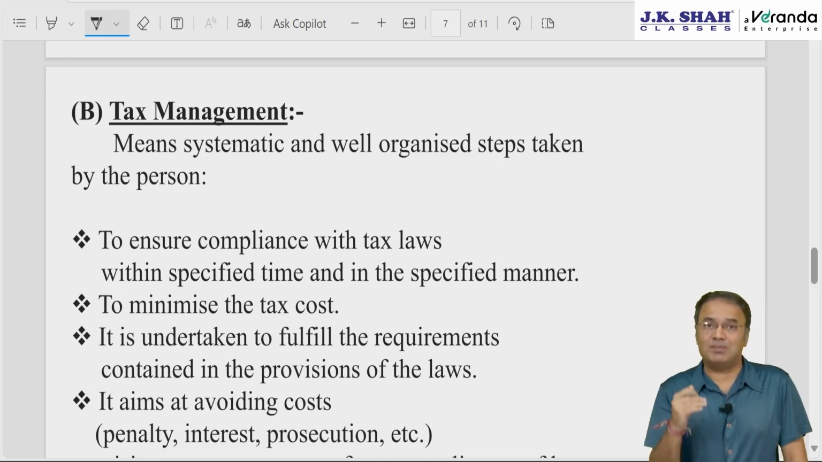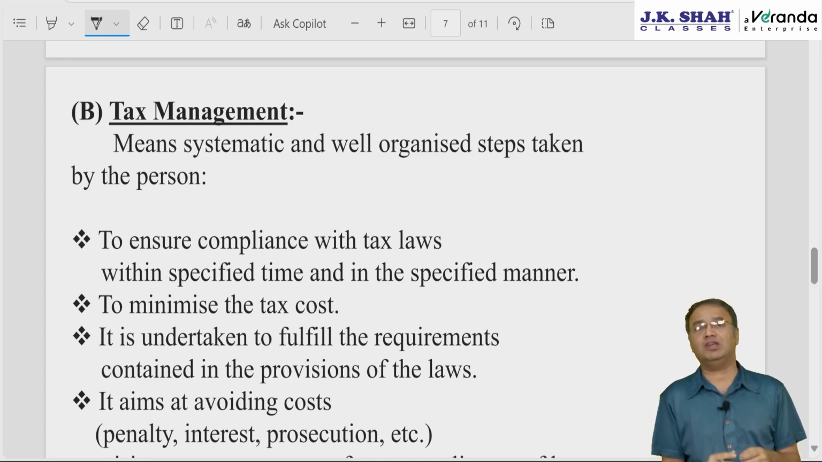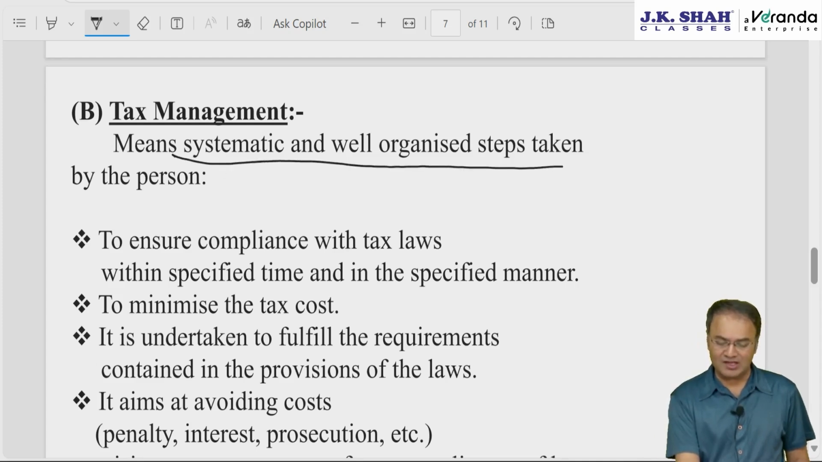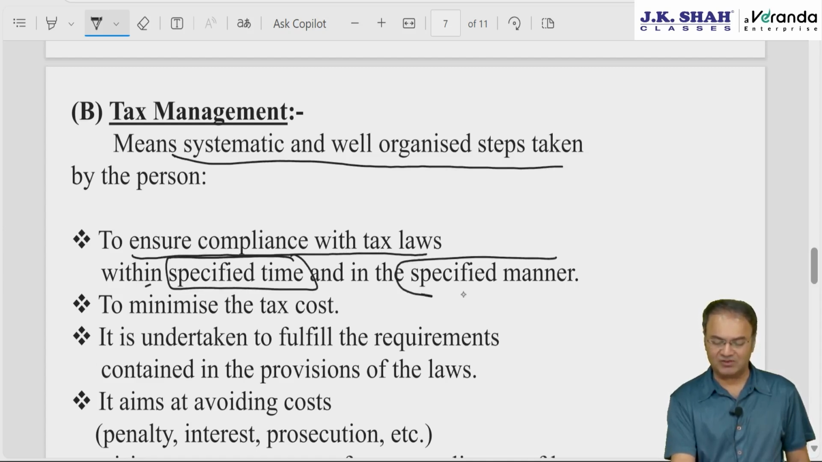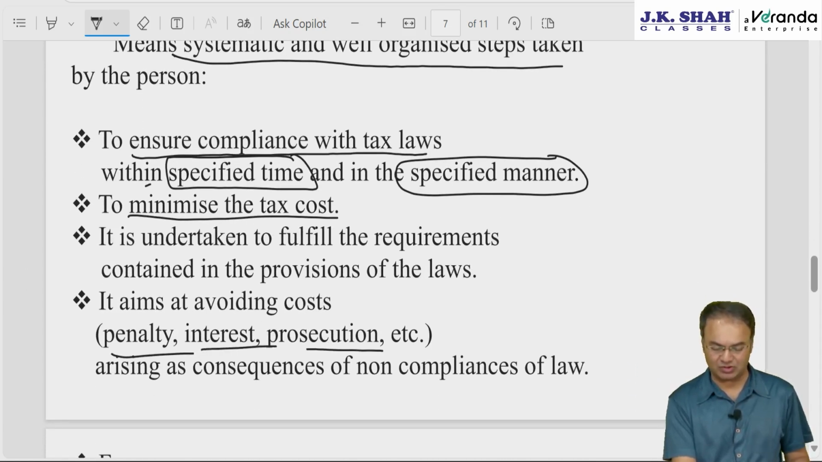The aim of tax planning was to reduce the tax liability in a legal way, but in tax management, the objective is to reduce the tax cost or avoid the tax cost. What is tax cost? Tax cost means penalty, interest, fees, etc. Systematic and well organized steps taken to ensure compliance with the tax law within the specified time limit and in a specified manner to avoid any tax cost or minimize the tax cost. Tax cost basically means penalty, interest, prosecution.